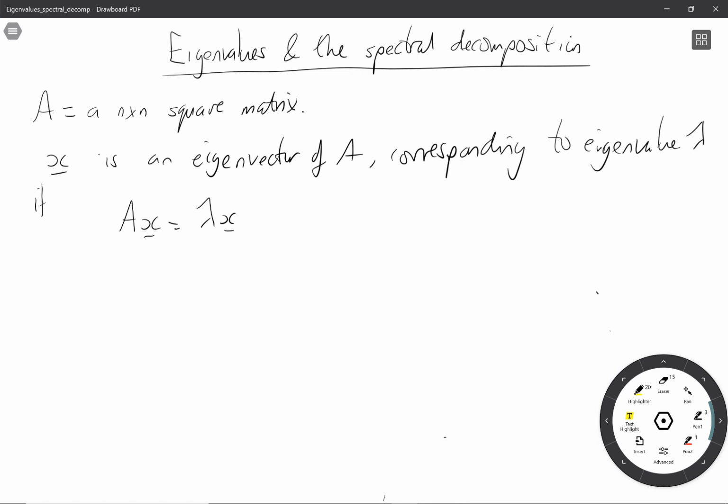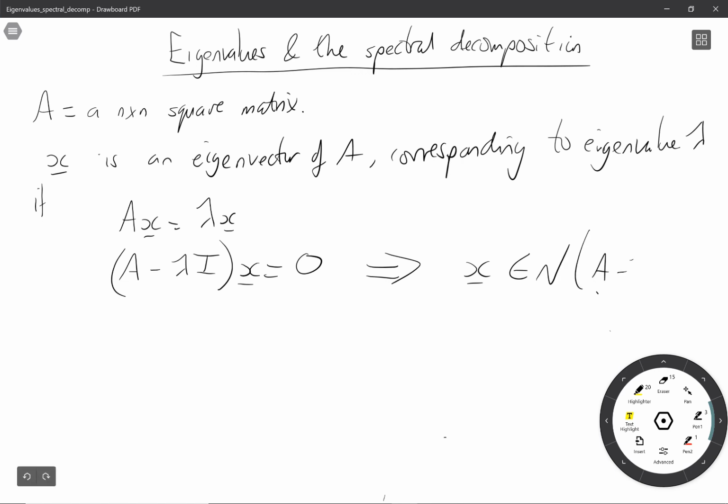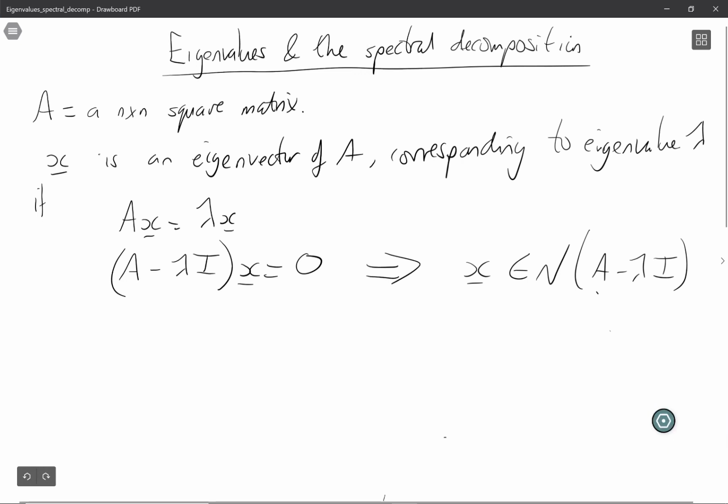So how do we find eigenvectors and eigenvalues? If we rearrange this equation, it's the same as saying that A minus lambda times the identity matrix, times X, is 0. In other words, X is in the null space, or the kernel, of A minus lambda I. I should have said X, which is a non-zero vector, is an eigenvector of A if AX equals lambda X. So we're ruling out zero vectors.